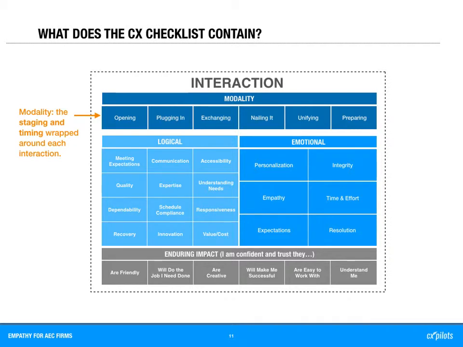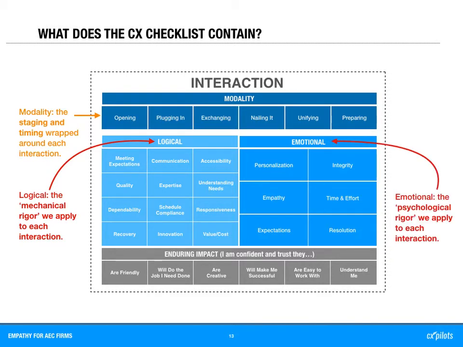The modality is the staging and timing wrapped around every interaction. The logical side is the mechanical rigor that you apply to every single interaction. The emotional is the psychological rigor you apply to every interaction. And the enduring impact is the things that tend to stay in the client's memory. So we have modality, logical, emotional, and enduring impact. Those are the four components of every interaction.